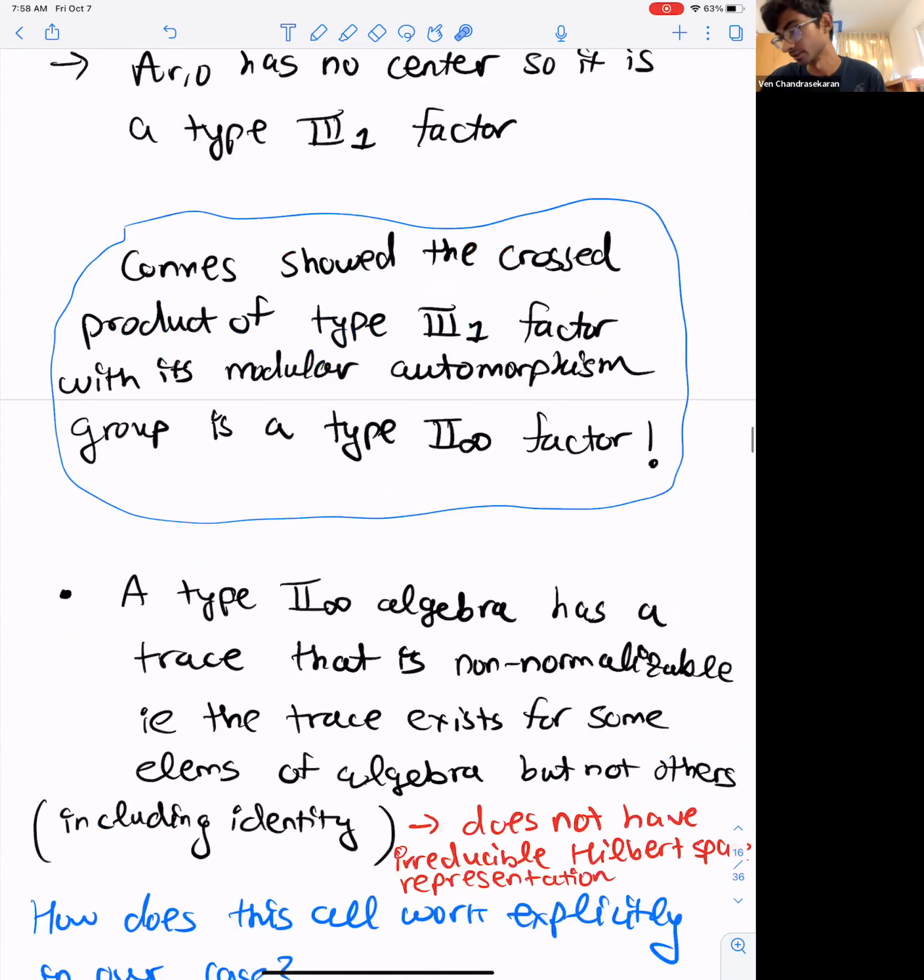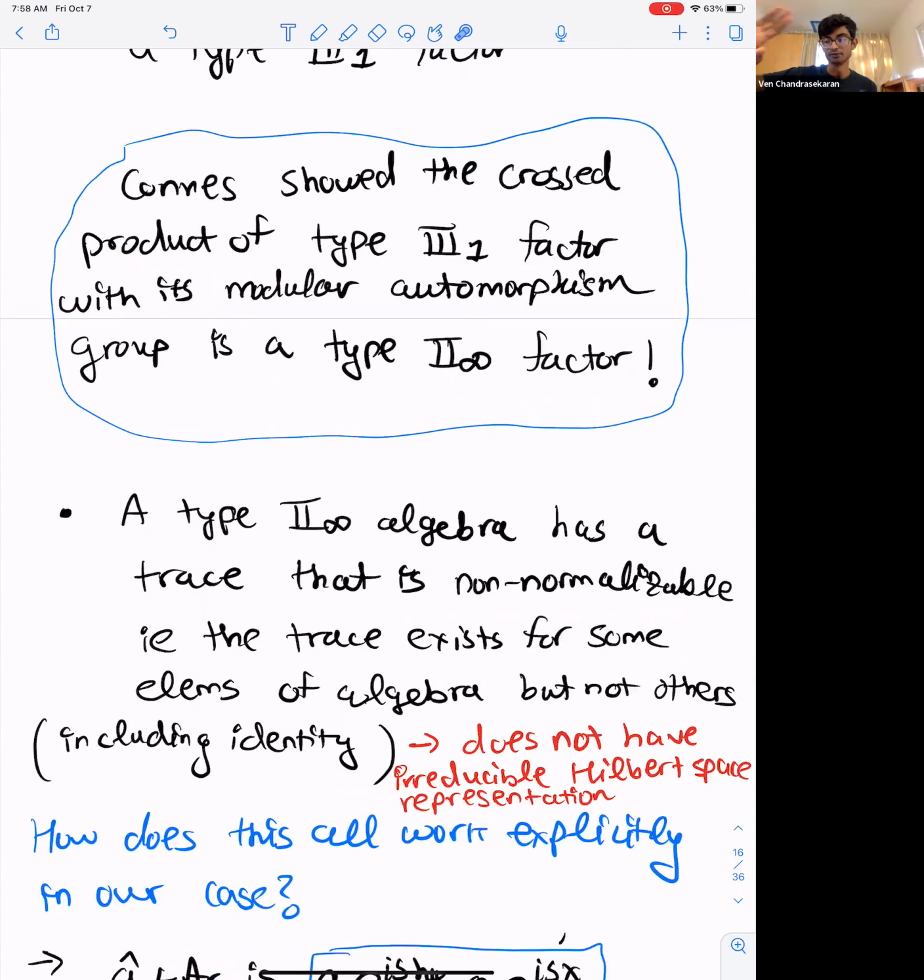So what does this mean? And so, by the way, recall what we're doing is exactly this. We're taking a type III-1 factor, and we're taking its cross product with the right-sided Hamiltonian, or the bulk modular operator. And so we are taking a cross product with its own modular automorphism group.